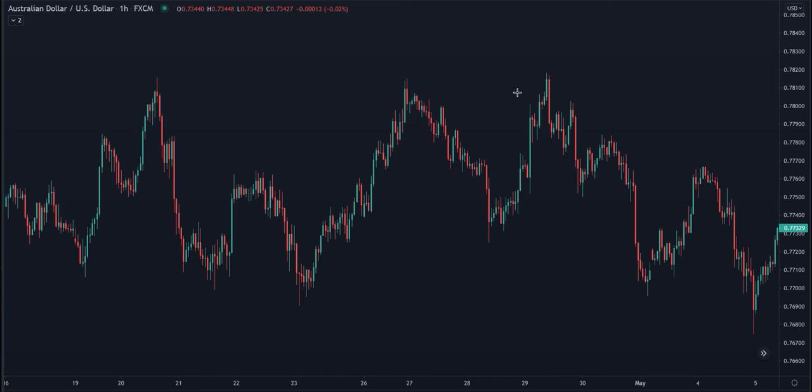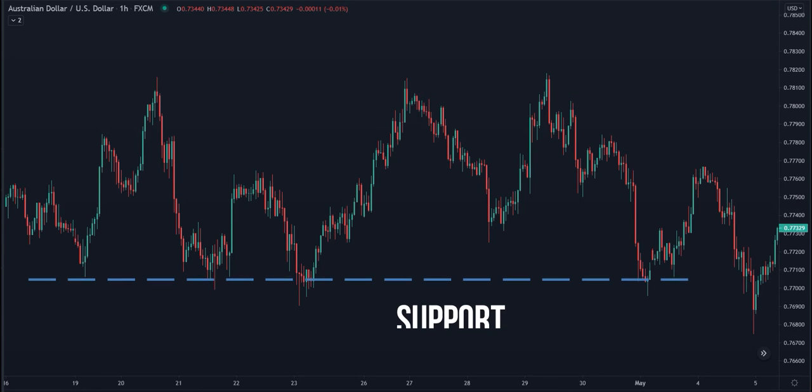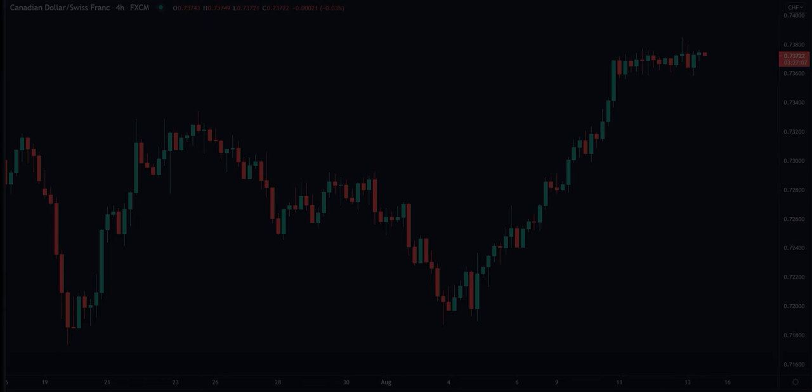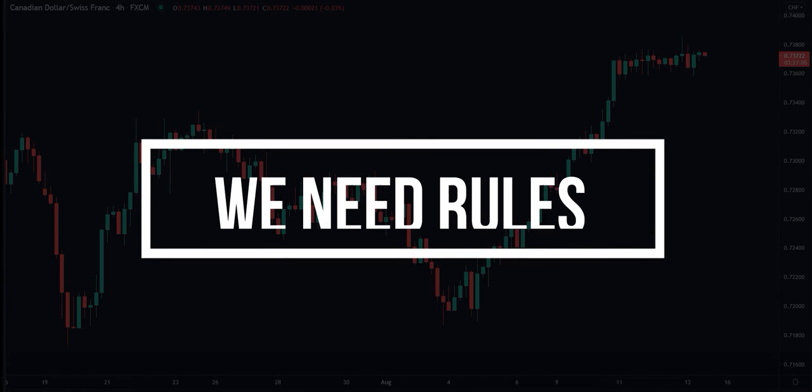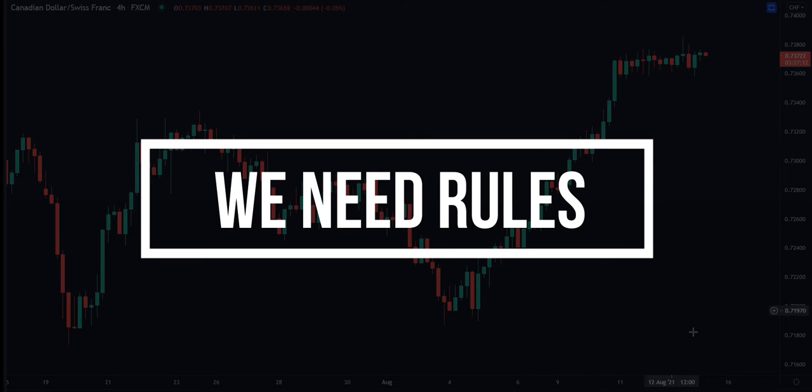How do we draw support and resistance? Resistance is drawn on the swing highs, or the peaks of a trend. And support is drawn on the swing lows, or the troughs of a trend. Now, it is important to note that we cannot just draw our lines on the chart without following certain rules on how to draw them. So here are the rules.